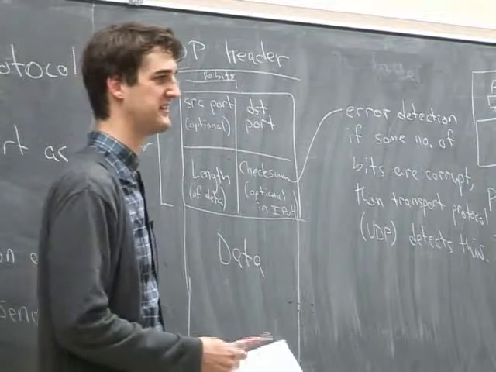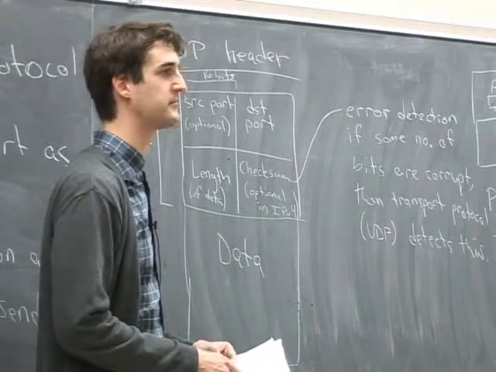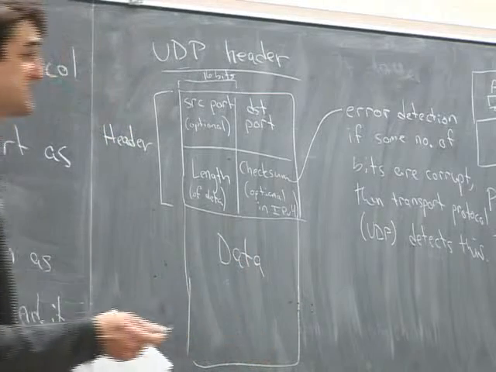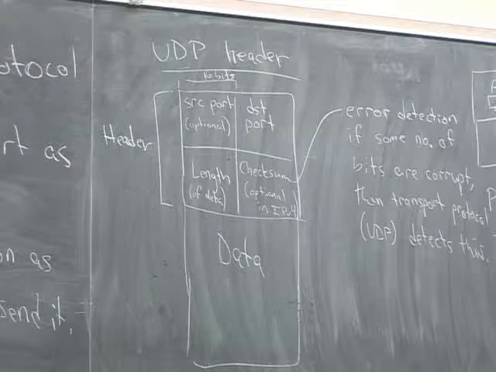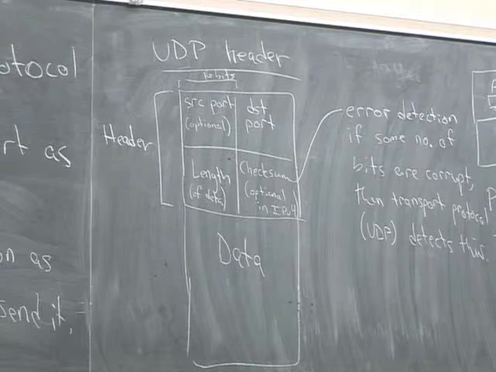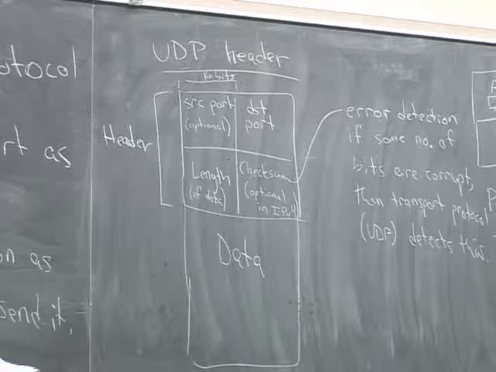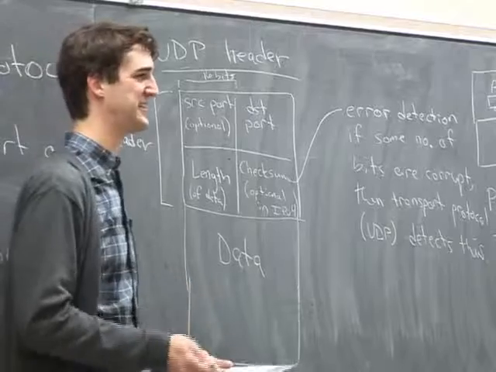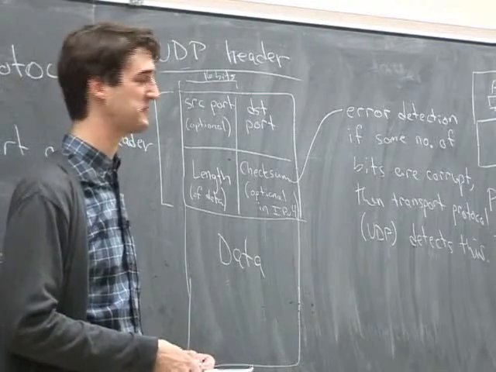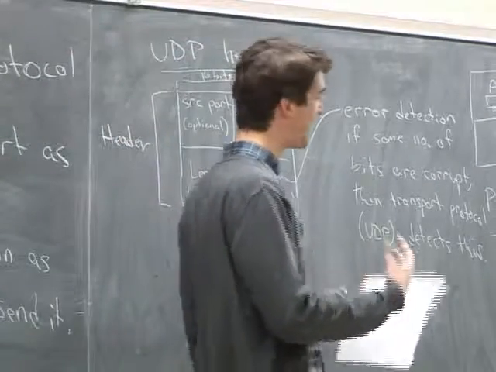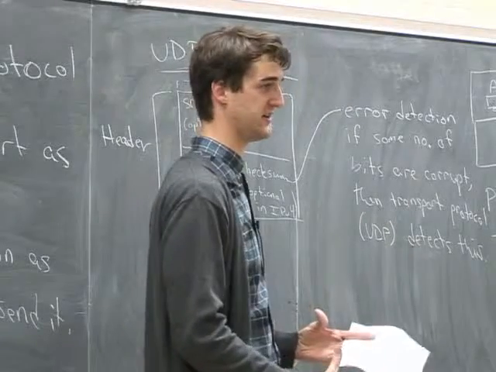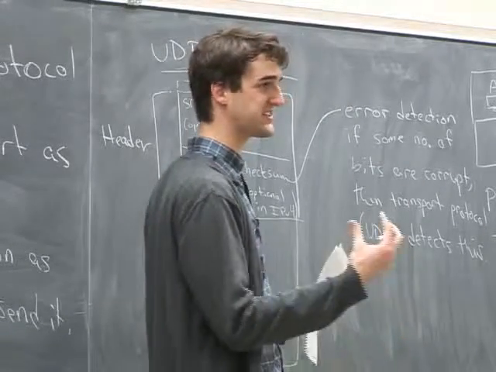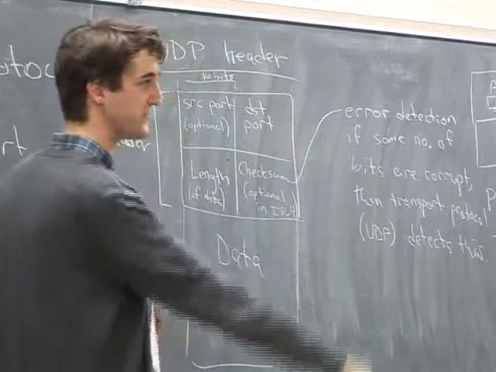Why doesn't it include the destination address? All right, that's an excellent question. Why doesn't it include the destination address? Does anyone know? Does Stephanie know? No. Okay. Anyone else? All right, it's because that is in the network layer header. We actually have a header for each of these different layers.